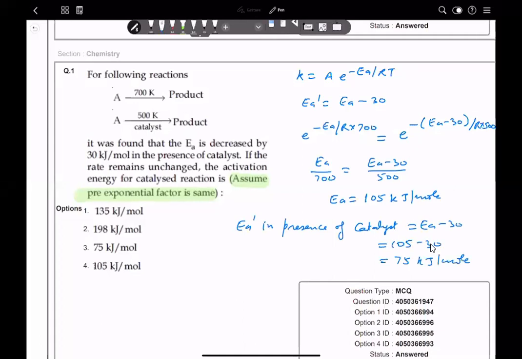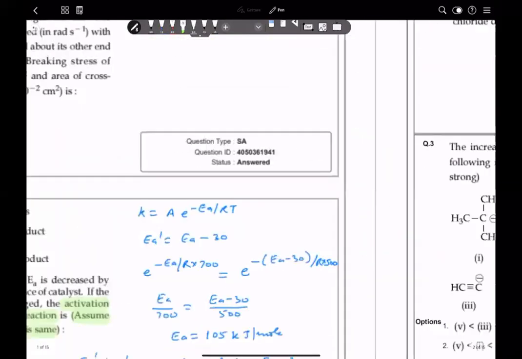Your answer must be 4 or 3 over here. Is that clear? Because in the question it is asked for the activation energy for the catalyzed reaction. So the catalyzed reaction activation energy is Ea minus 30. Okay. Go to the next question.